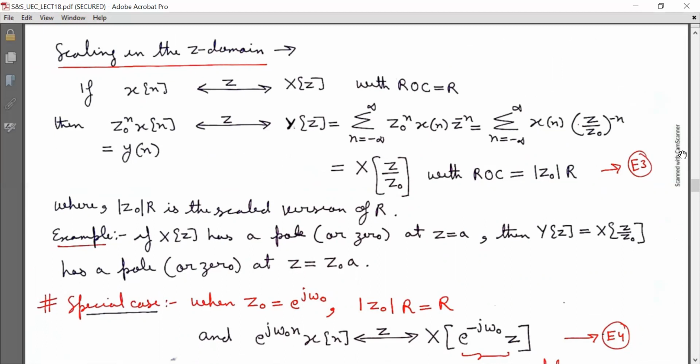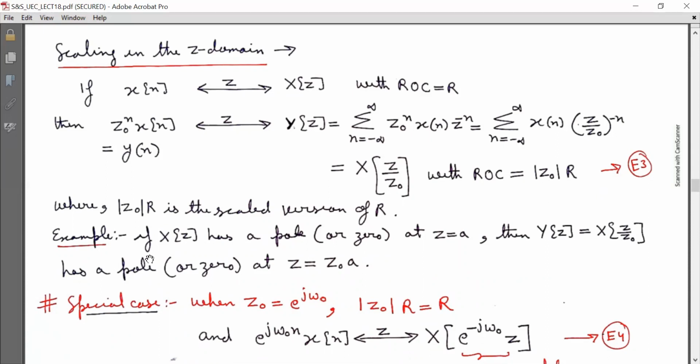Now take its z transform, and that will be Y(z) equal to summation n running from minus infinity to infinity z naught raised to power n x[n] z raised to power minus n, or equal to summation n running from minus infinity to infinity x[n] (z by z naught) raised to power minus n. Or I can express it as capital X(z by z naught), and the ROC corresponding to this is magnitude z naught times R. Mark it as equation E3, where magnitude z naught R is the scaled version of capital R.